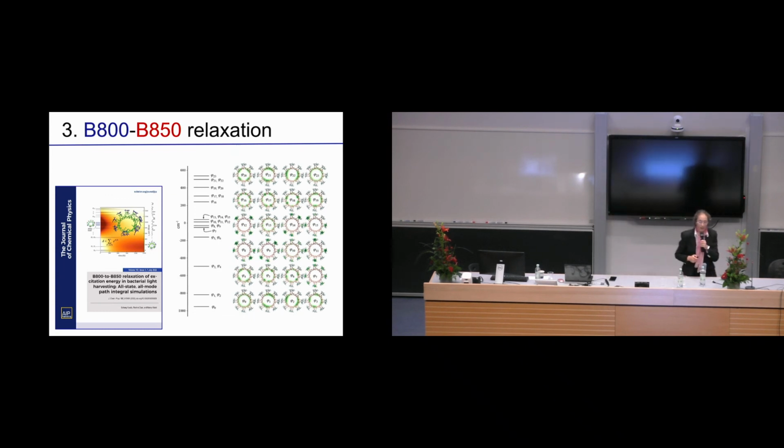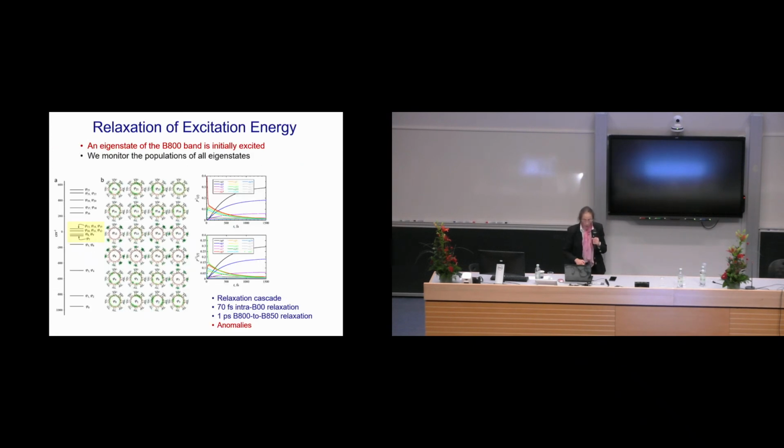Interestingly, though, there are two states, number 10 and number 13, that have mixed character, have populations on both the inner and the outer ring. And these play an interesting role. So we're going to look at relaxation of excitation energy. And what we have here is the populations. I am exciting here an eigenstate of the B800 ring, number 12, for instance, right here in the middle of this band. And what we see is these population curves.